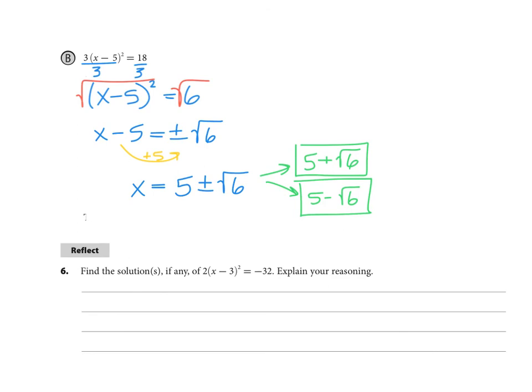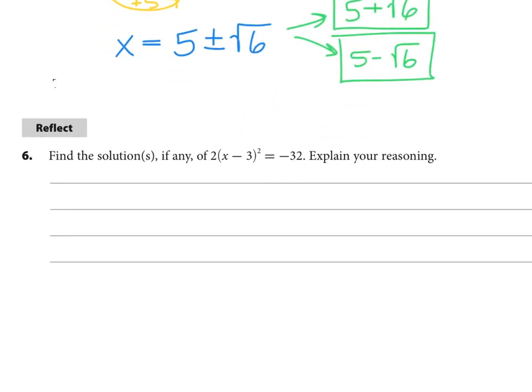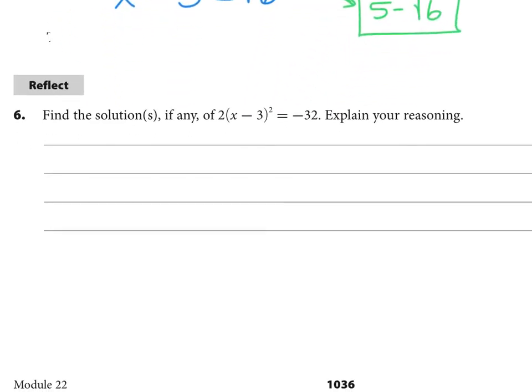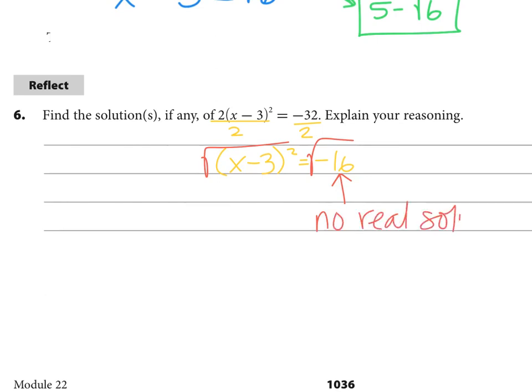All right, and real quick, I just want to talk about this last little reflect question at the bottom. It says, find the solutions, if any, to this problem right here. So hopefully you realize if you were going to do a first step, think about what it would be. And hopefully you would realize you divide by 2. That's going to give you x minus 3 squared equals negative 16. Well, when you go to take the square root here, you're going to be taking the square root of a negative number, which is not real. So you're just going to say in this case that you have no real solutions. And that's all you would do on that problem.